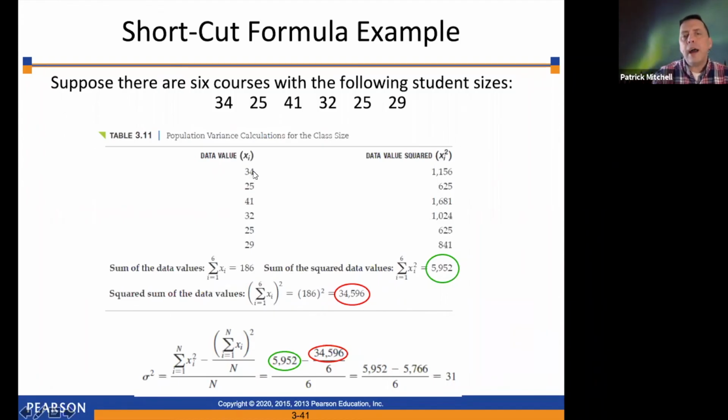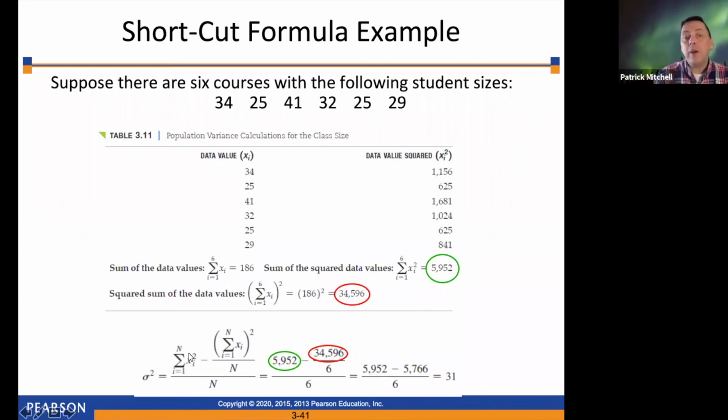So add the original data values together. In this case, that gives you 186. And then add the squares of the data values together, and that gives you 5,952. All right, so let's just skip right down to the formula. Oh, they're doing this one as a population. Okay, that's fine. So I guess the assumption is that there are 6 courses and that's all there is.